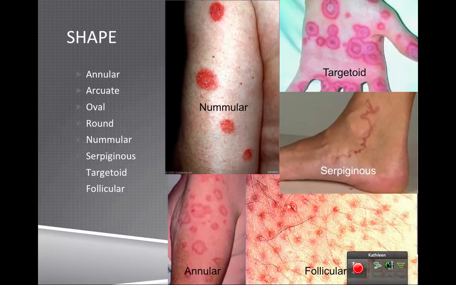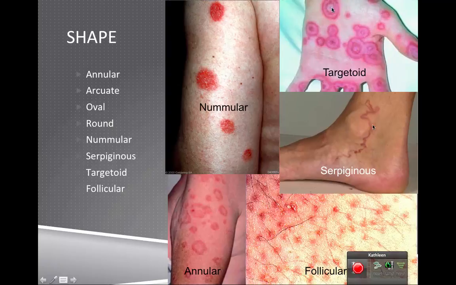Shape. Is the shape of the lesion annular, which is circular, ring-shaped, and here's annular? Or is it targetoid? This often can occur in herpes virus. It's usually in the palms and the soles of the feet. Must have 3 color changes in order to be targetoid. Here you have dark red, light, and then even lighter in the center.